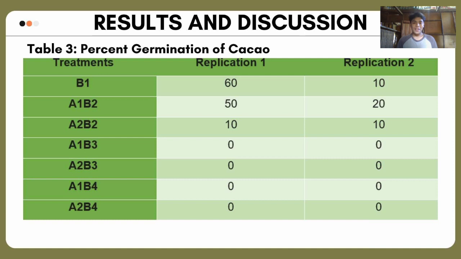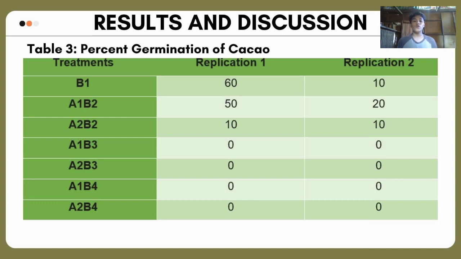Good day, ma'am. I am Rex Ryan Idahilan, and for today's discussion, I would like to discuss Table 3, germination of cacao. So the germination performance of cacao seeds was assessed under different storage conditions and durations, with factors A and B representing the type of storage and storage duration respectively. The results as presented in Table 2 reveal noteworthy variation in seed germination across treatments.